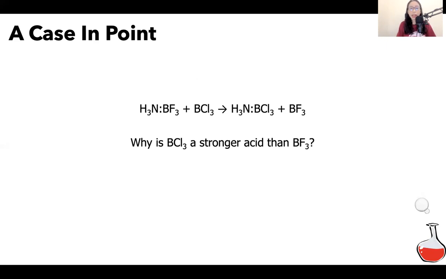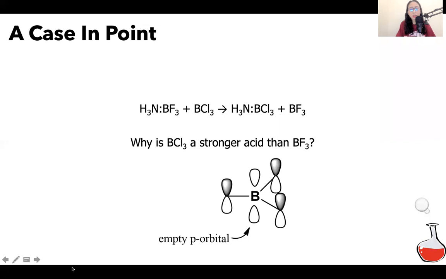You might think that if we consider the structure of BF3, you have your fluorine atoms, and fluorine is the most electronegative element, right? So you might think that the fluorine atoms, since they are electronegative, will tend to pull the electrons towards them, making your central boron atom more electron deficient. However, that is not the case.